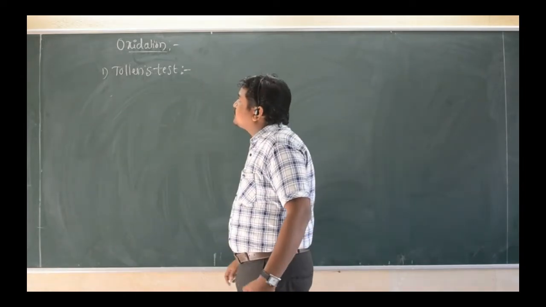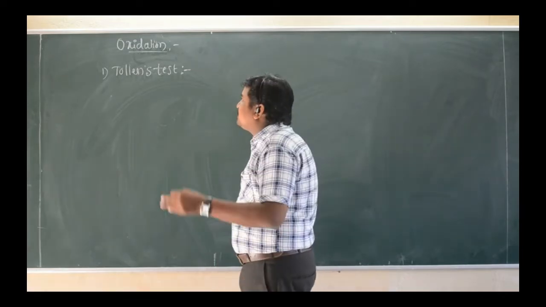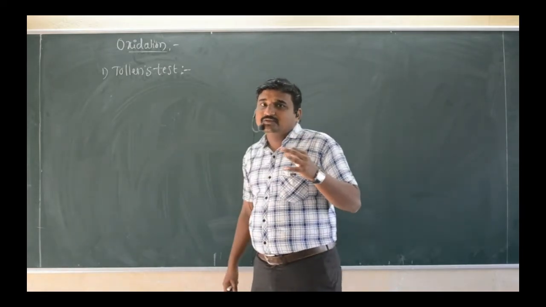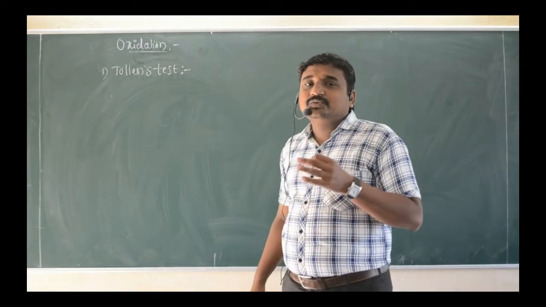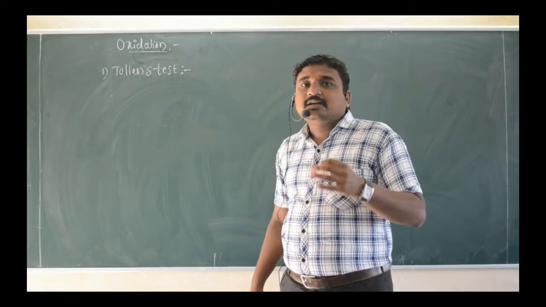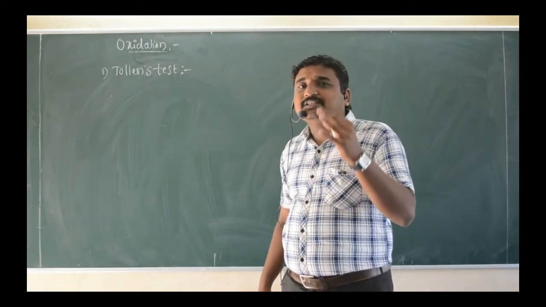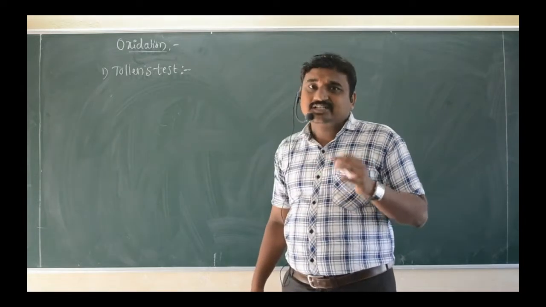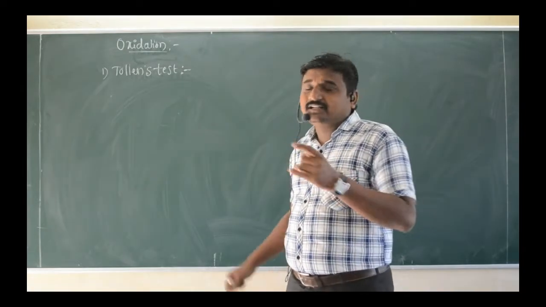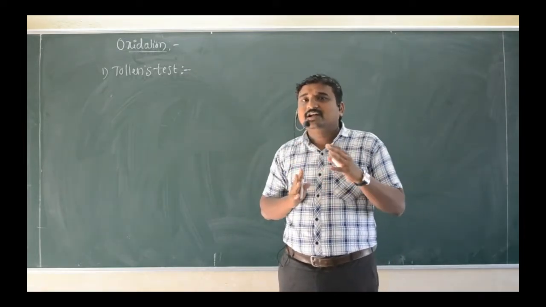In the Tollens test, when an aldehyde reacts with Tollens reagent, ammoniacal silver nitrate, it produces a silver mirror, a black precipitate of silver. That is called the Tollens test, and this test proves the presence of an aldehyde group.